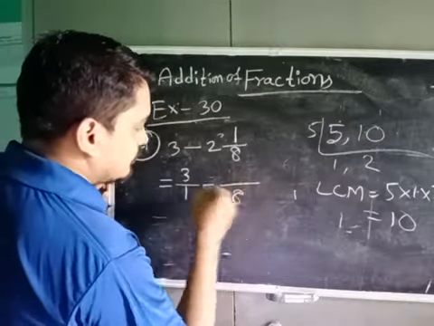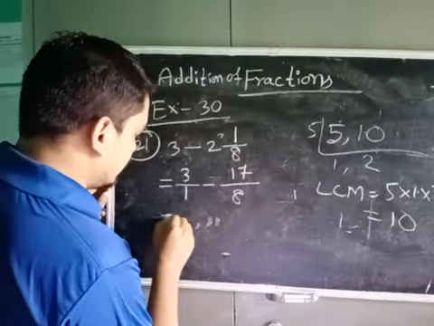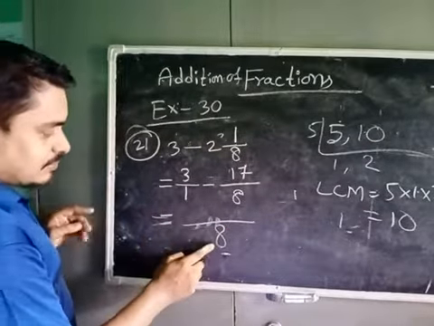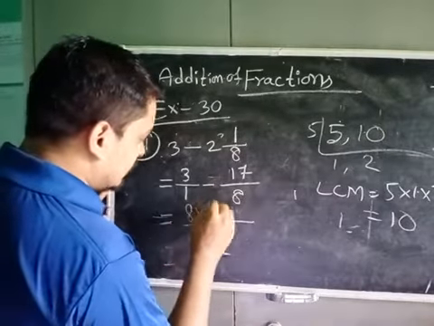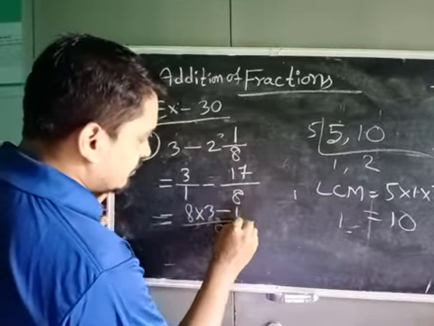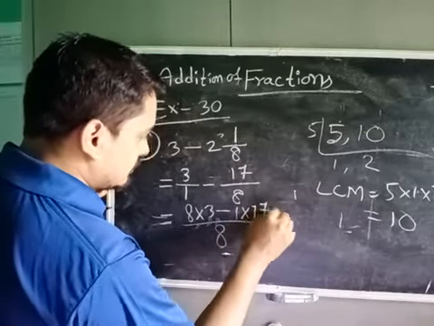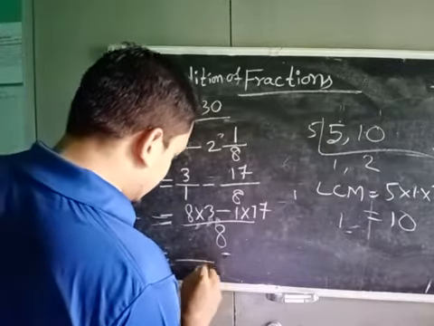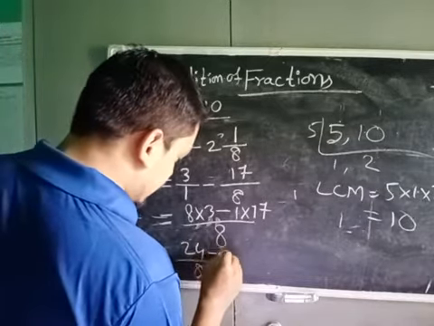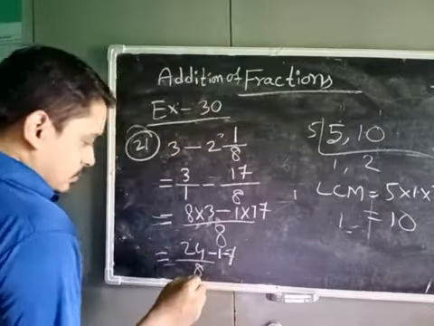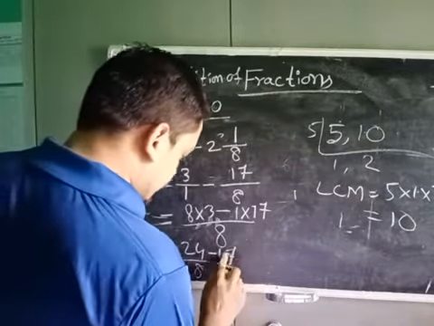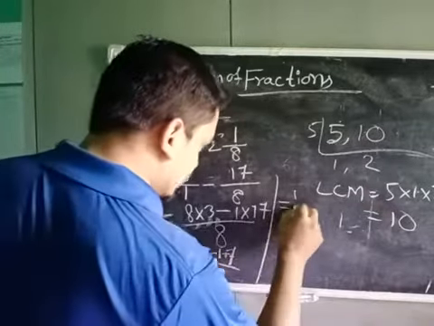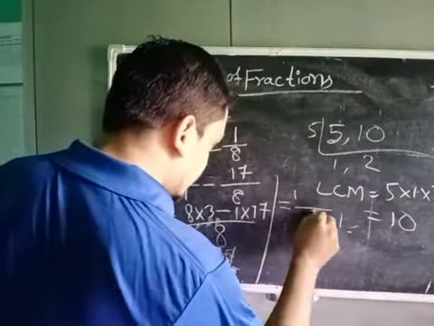8 2 is 16, plus 1, 17. So what is the LCM? 1 and 8. LCM will be 8. So if you divide this one by 1, you will get 8 into 3 we have, minus, if you divide, we will get 1 into 17. Then 8 minus 17 equal to, here you see, 8.